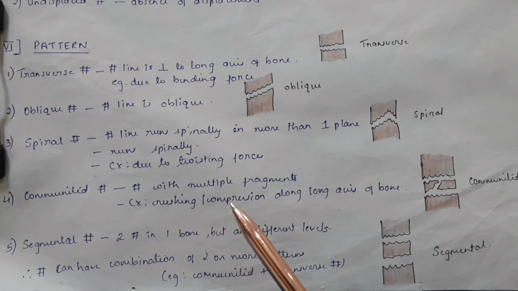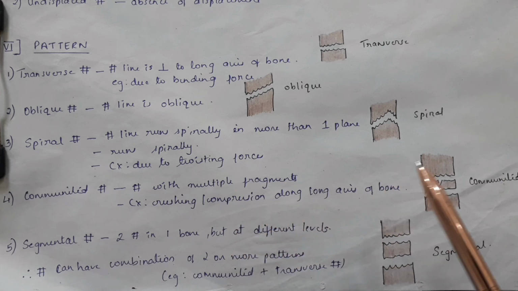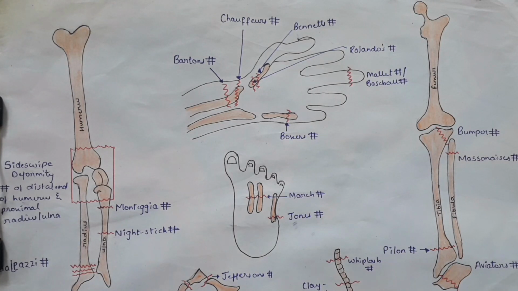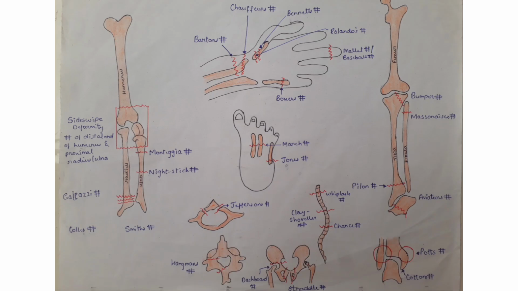Comminuted fracture is a fracture with multiple fragments. The cause is either crushing or compression along the long axis of the bone. Segmental fracture is where two fractures occur in one bone but at different levels. Therefore, this fracture is a combination of two or more patterns, for example, comminuted and a transverse fracture. Now let's see fractures with eponyms. Definition of all these fractures will be inserted at the end.